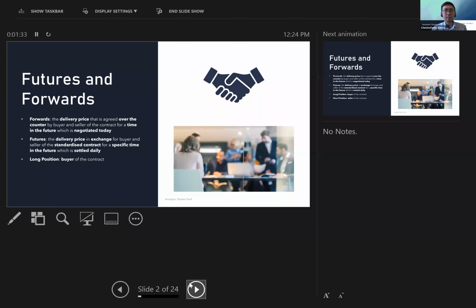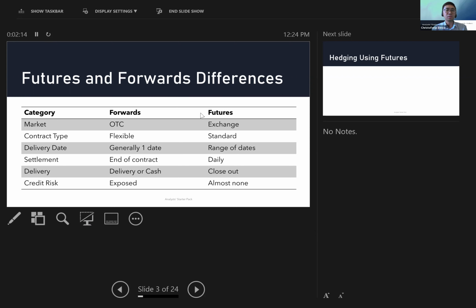And these are the differences between forwards and futures. In the market itself, forwards are traded in the over-the-counter market, and futures are traded on an exchange. For the contract type, as I said before, the forward contract is very flexible. It is negotiated between parties, whereas the futures contract is standardized in the exchange. For delivery dates, for forwards generally it's one delivery date, so it's one time of maturity, and for futures it's a range of dates.